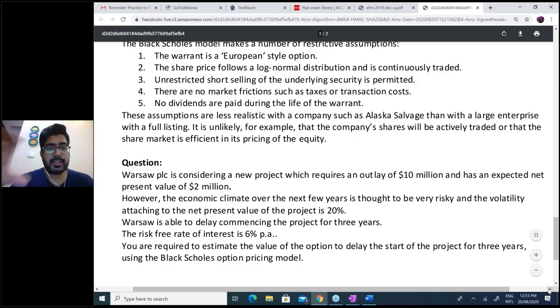Okay, so basically, when we talk about BSOP, whenever a BSOP question comes, in 95% of cases it is asked for assumptions. Okay, so make sure you know the assumptions, you learn the assumptions. About short selling, I will discuss it later.